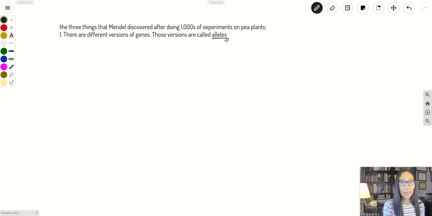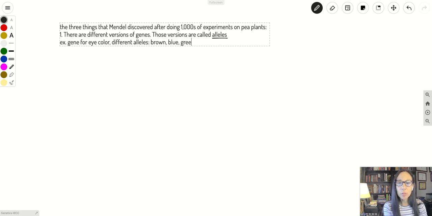Alleles. And so just to give you an example of an allele, let's say there is a gene for eye color. The different alleles for that gene are brown eyes or blue eyes or green eyes and so on. So a gene is a trait, and then there are different alleles for every trait. And so Mendel figured that out. So for example, flower color was one gene, and there are different alleles for that gene. There is a purple allele and there's a white allele.